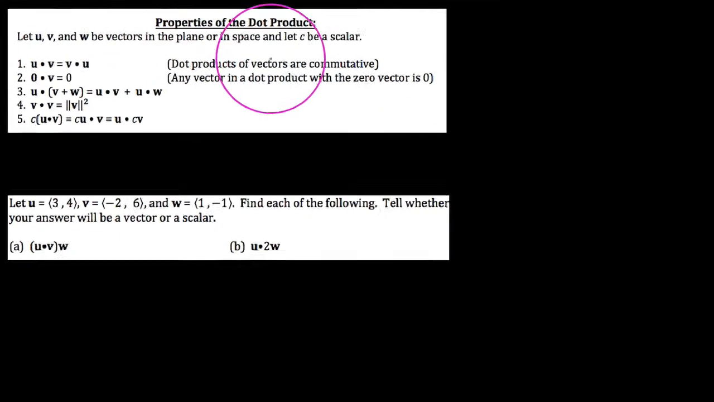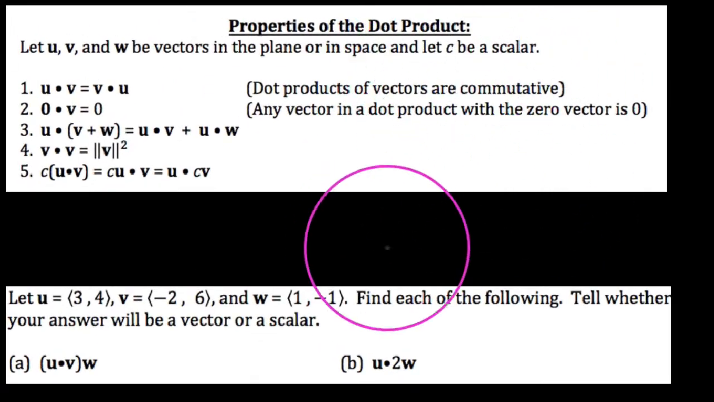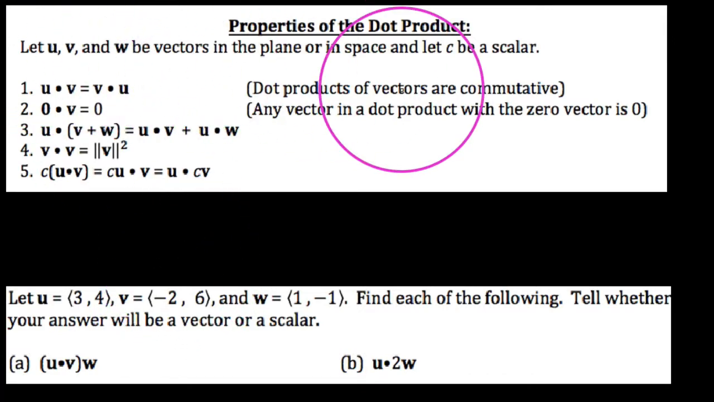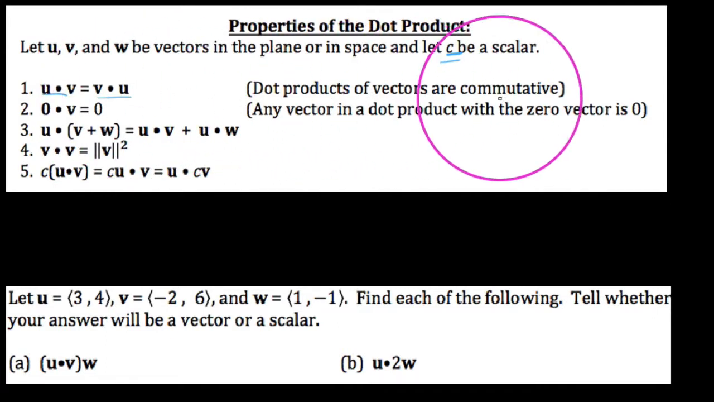We're going to go ahead and talk about some properties of the dot product, because we would like to do some vector operations. Very quickly, we say u, v, and w are vectors in the plane, and we're going to call c a scalar. Remember, c is a number. All these properties apply. So u dot v is the same as v dot u. In other words, dot products are commutative.